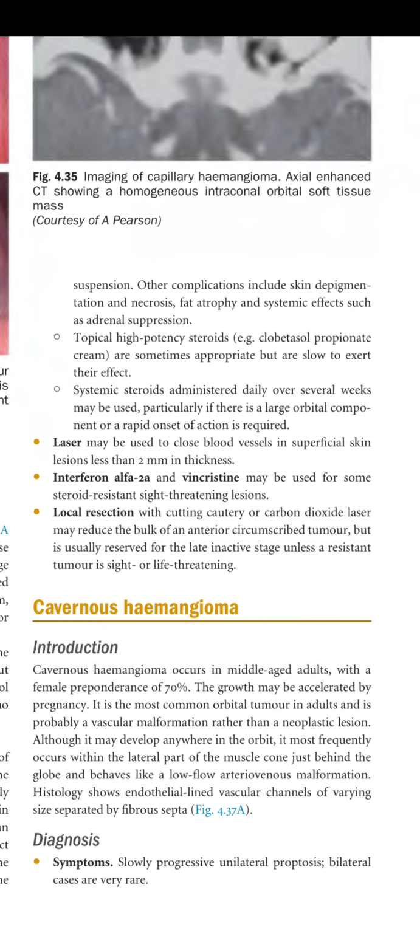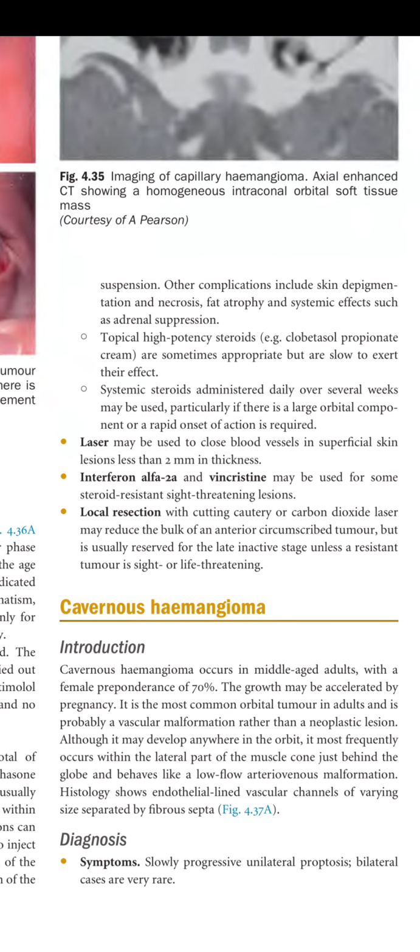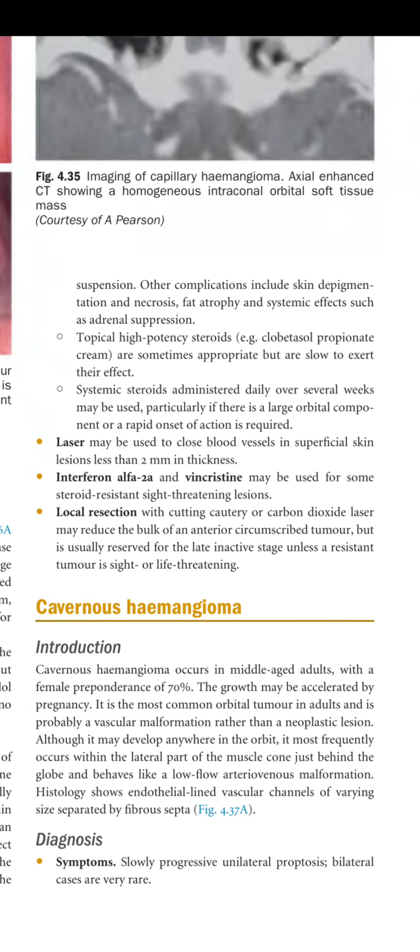Next is alpha interferon 2a and vincristine, which may be used for some steroid resistant, sight threatening lesions. Local resection with a cutting cautery or carbon dioxide laser may reduce the bulk of an interior circumscribed tissue, but is usually reserved for the late inactive stage unless a resistant tumor is sight or life threatening. So local resection can also be used, but it is done when all the other measures have failed and the tumor is sight or life threatening.